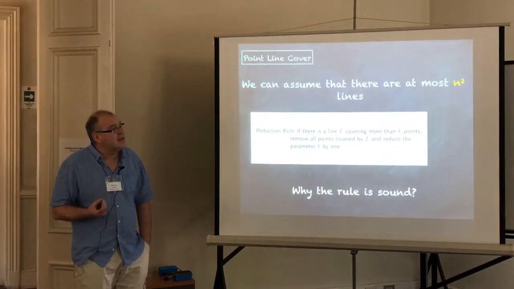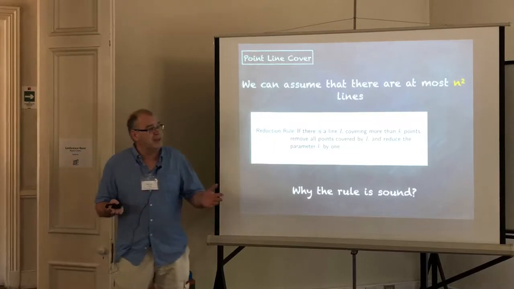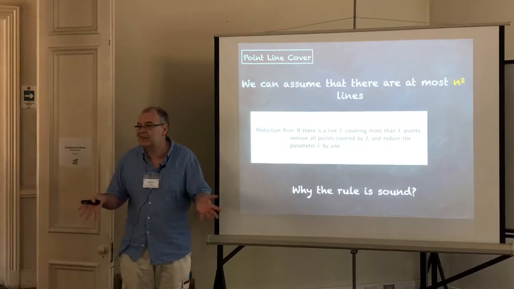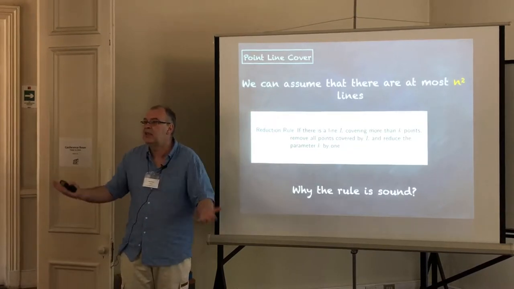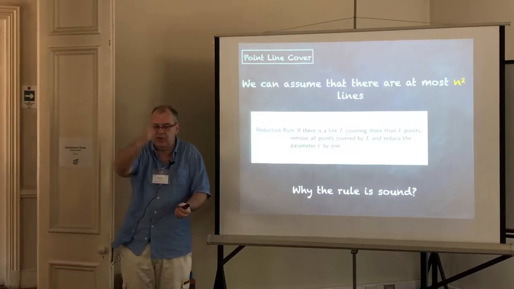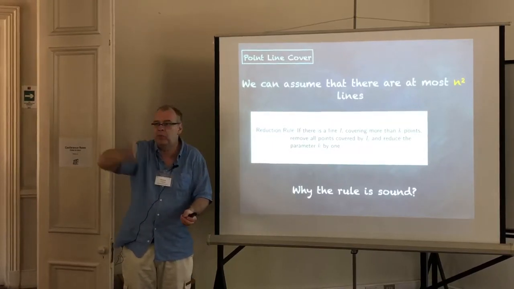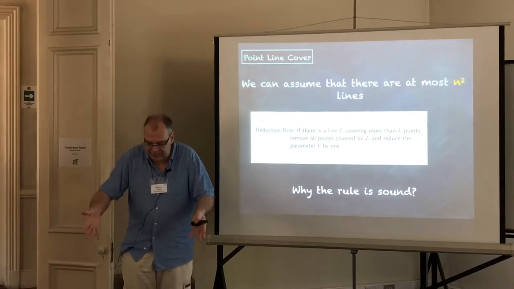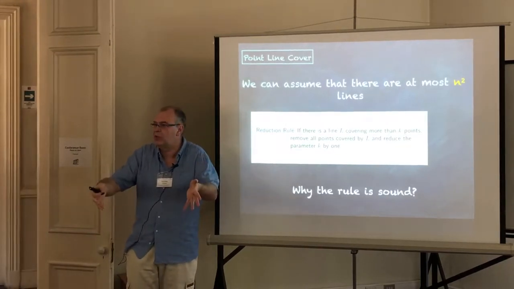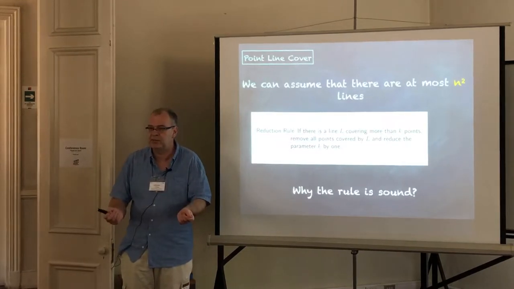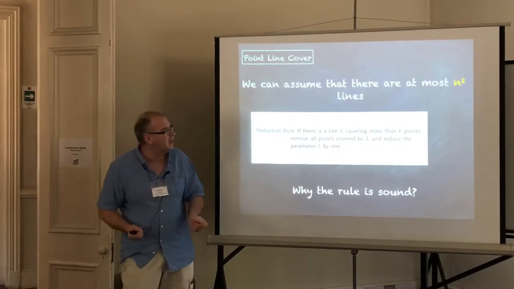So what can I do? First of all, I can always assume that I have at most n squared lines to consider, because I have n points, and I just take all lines which go through 2 points. In total, I can view this problem as a finite problem: I have at most n squared lines, and I just have to pick at most k out of them. This makes things a bit easier.